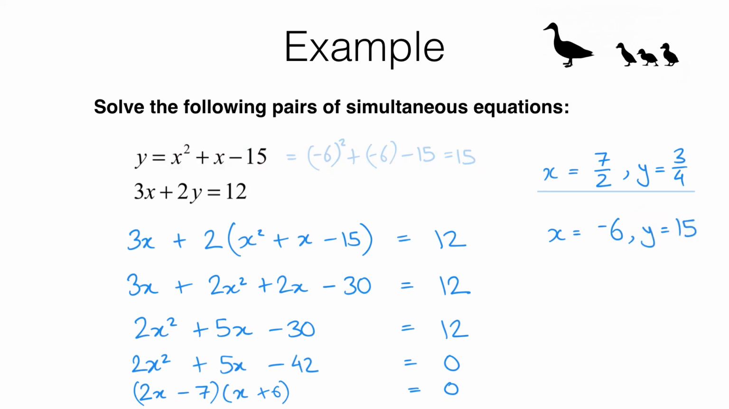Again, we can check this in the second equation. So let's substitute these values in here and make sure we get 12. So x is -6, which means 3x is -18. Then we're going to add 2 lots of y. That's 2 lots of 15, which is 30. -18 plus 30 equals 12, which is exactly what we want. So we know that we've got this second solution set correct.